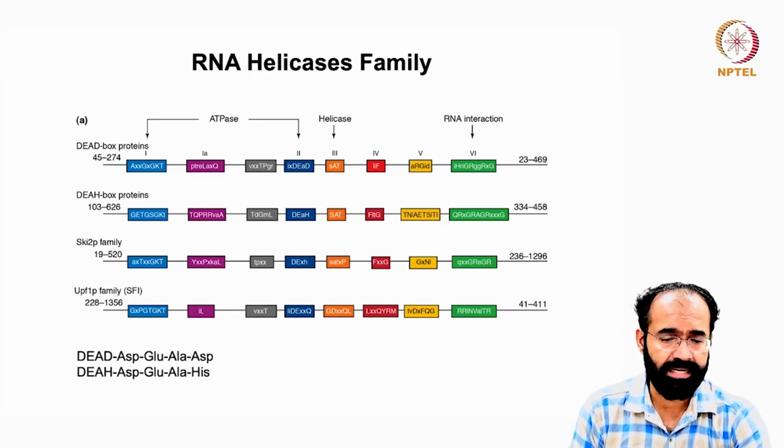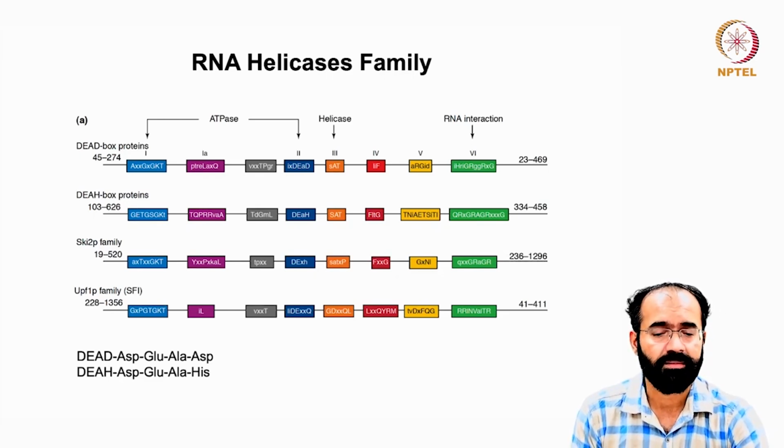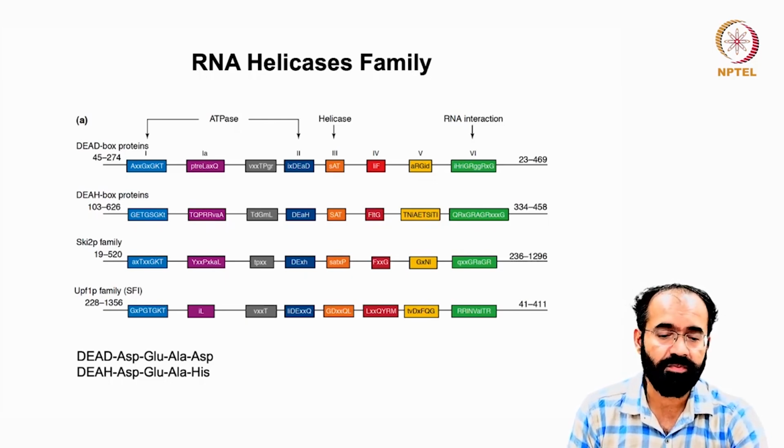So DEAD and DEAH stand for aspartic acid, glutamic acid, alanine and aspartic acid, and in the same way, aspartic acid, glutamic acid, alanine and histidine. That is what you see in multiple places. That is not important. What is important is the function they are able to do, because they have different boxes. Don't think that the protein will have different boxes.